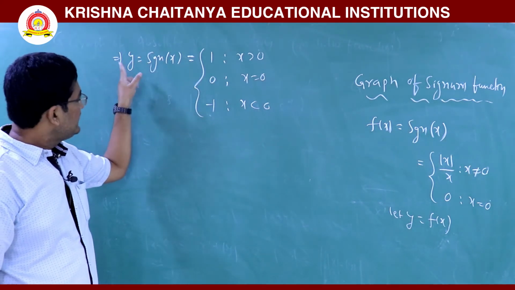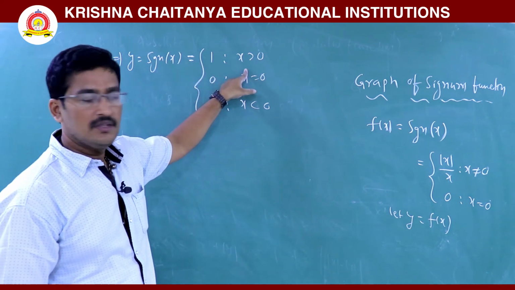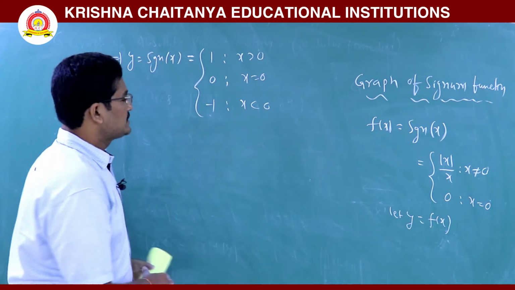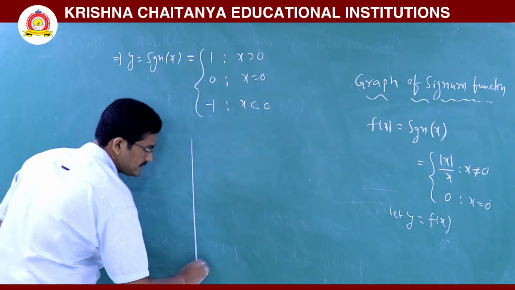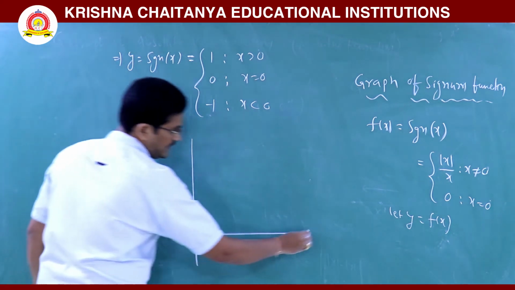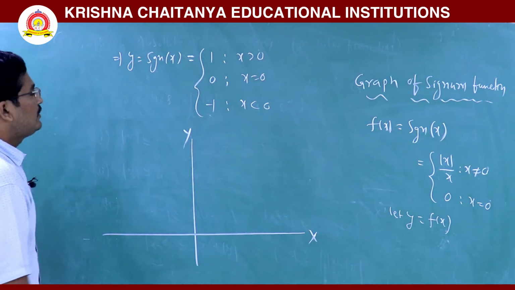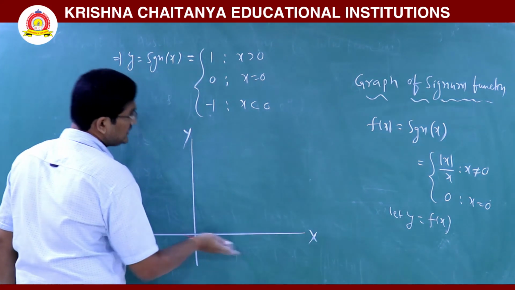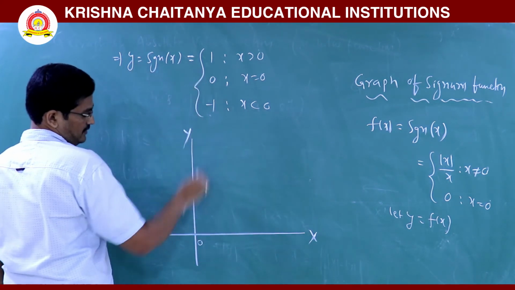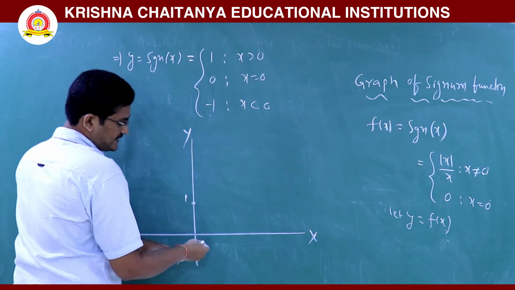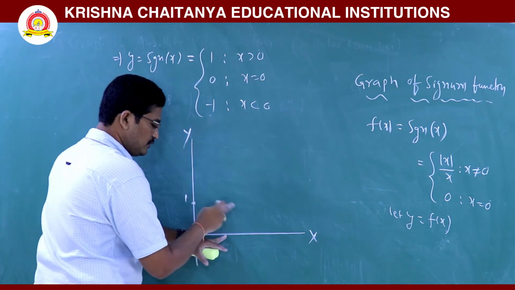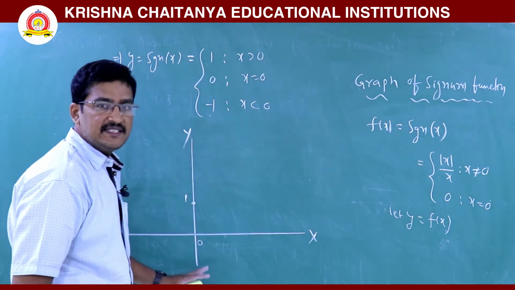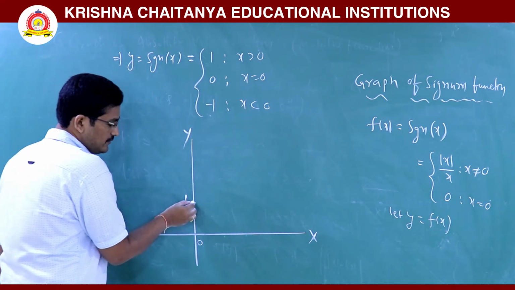What this says: y equals 1 for x greater than 0, y equals 0 if x equals 0, and y equals minus 1 if x less than 0. So we have to draw the graph of this curve like this. This is our coordinate system, x axis, y axis. If x is greater than 0, x value 1, y value 1, x value 2, y value 1, x value 3, y value 1. For any x value greater than 0, the y value is 1, constant.